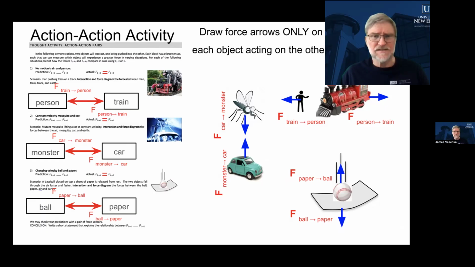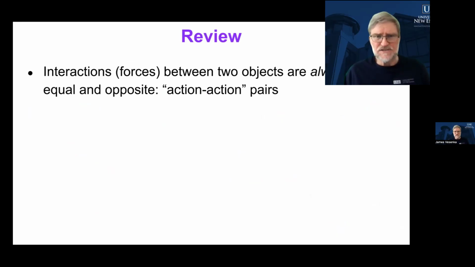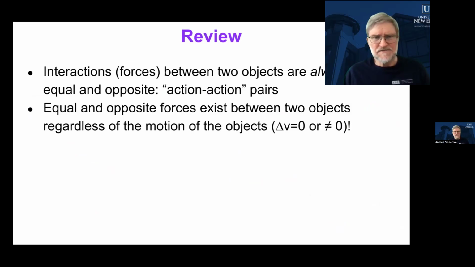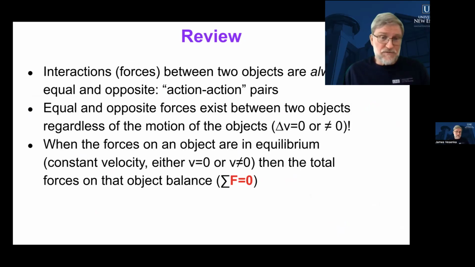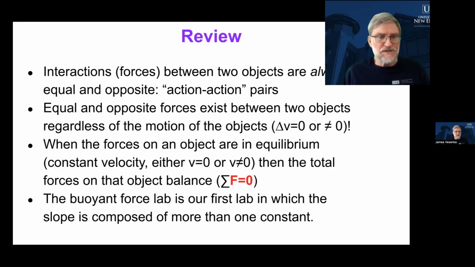All right, so here's our last review. Interactions between two objects are always equal and opposite. These are the action-action pairs. Equal and opposite forces exist between two objects regardless of the motion of the objects, whether they're standing still, moving at a constant speed, or accelerating. When the forces on an object are in equilibrium, which is only constant velocity, then the total forces add up to 0, and this is what we'll be using in the buoyancy lab, as well as the last two labs we did. And the buoyancy force lab is our first lab in which the slope is composed of more than one constant. Very good.